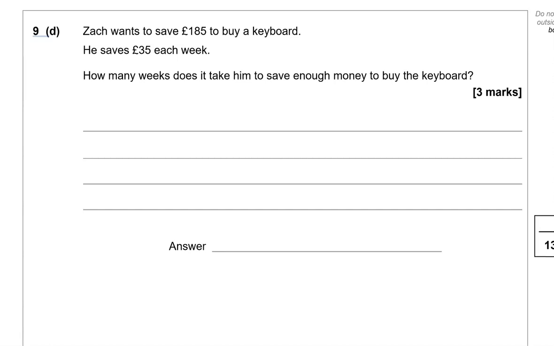Zach wants to save £185 to buy a keyboard. He saves £35 each week. How many weeks does it take him to save enough money to buy the keyboard? So 185 divided by 35 gives us 5.2857 and so on. So it's clearly over 5 weeks. So we're going to have to say 6 weeks, because 5 weeks are simply not enough.